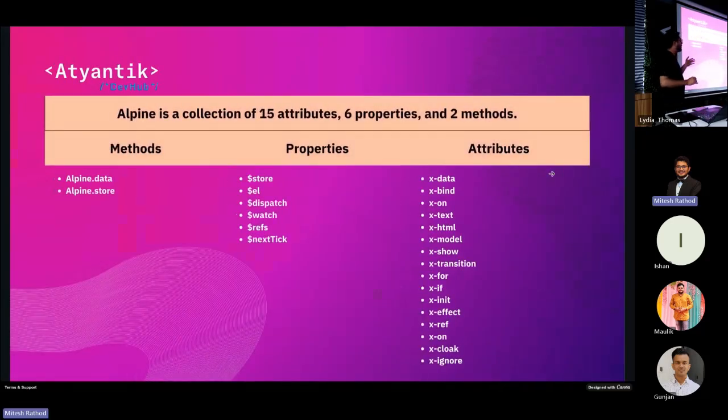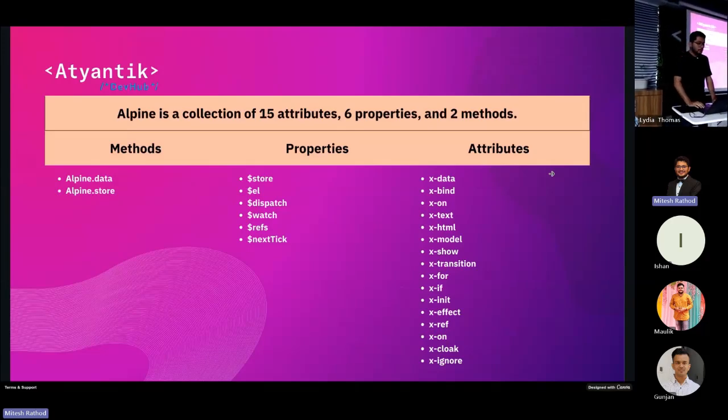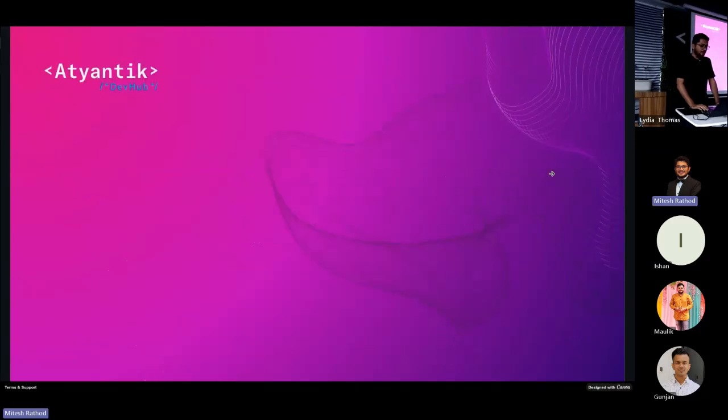So these are some of the Alpine attributes, properties, and methods. There are 15 attributes, 6 properties, and 2 methods, like x-data, x-bind, x-on, x-text, everything basically we need to write HTML code. Then some of the properties used for interactivity are store, element, dispatch, and watch. And if we use it in the script tag, we can use Alpine.data and Alpine.store to avoid more complex code. We'll see them one by one.